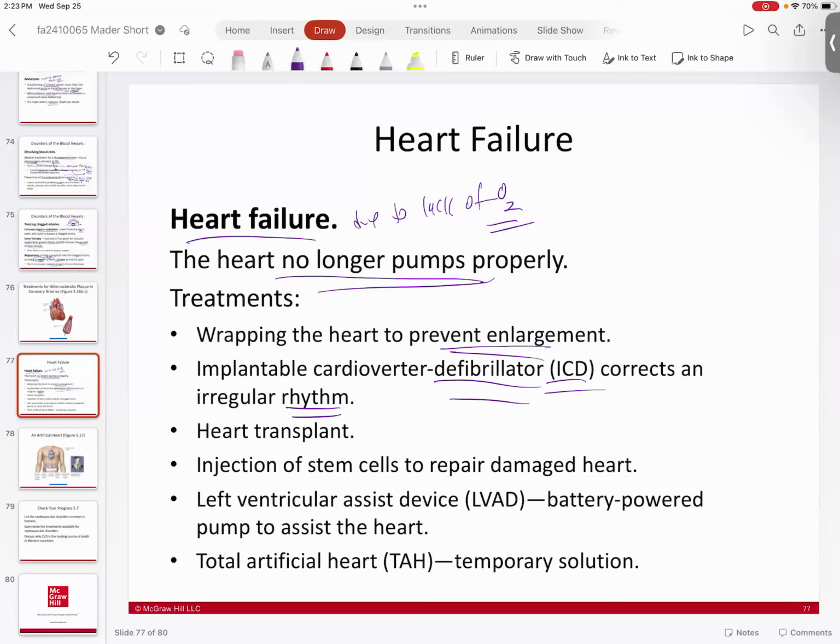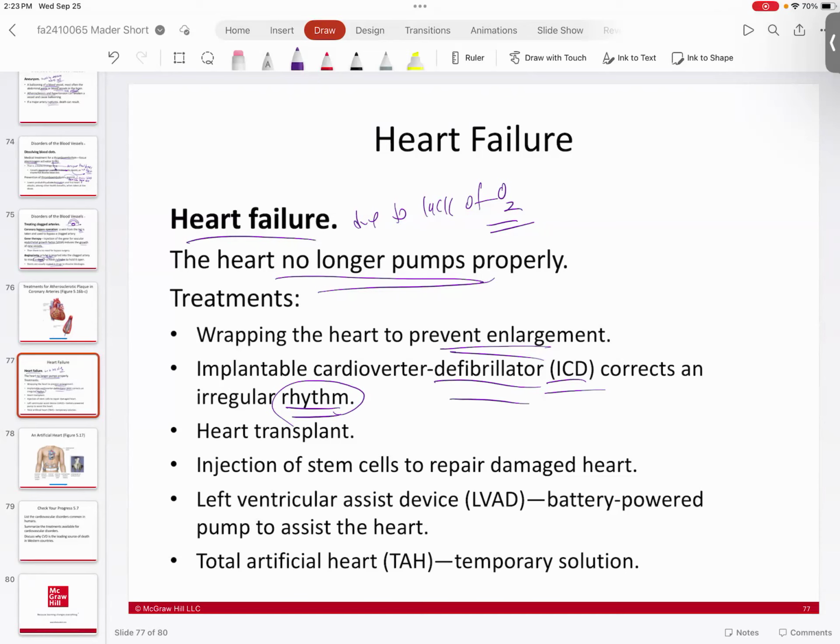That's what this is. So what will happen is it won't do anything until it senses an irregular rhythm. So when your rhythm starts to get out of whack, like for instance, ventricular fibrillation, this will fire and it'll be like a little mini paddle, right? The paddle's inside your chest. So rather than waiting for the paramedics to get here and put the paddles on your chest and shock you back into rhythm, you have an automatic shocker in your system because you're prone to getting out of rhythm.